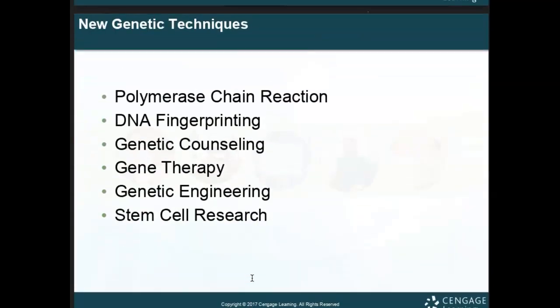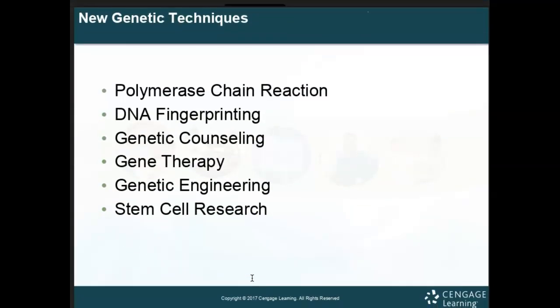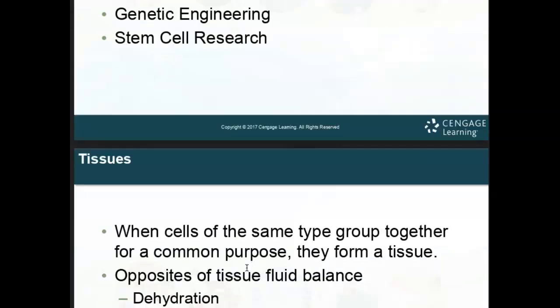In regard to that, there are some new genetic techniques. There's the polymerase chain reaction, DNA fingerprinting, genetic counseling, gene therapy, genetic engineering, and stem cell research. If you recall from chapters 3 and 4 when we were talking about law and ethics, some of these are actually considered ethical dilemmas because people say that it's like playing God by doing stem cell therapy and gene therapy, etc.